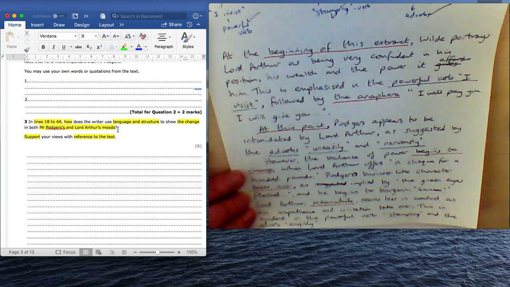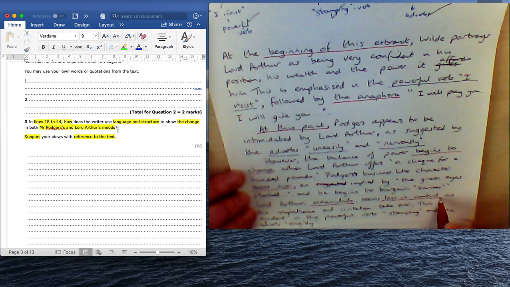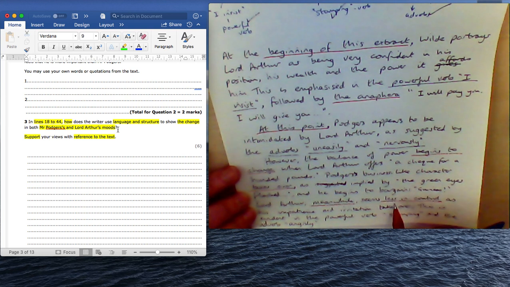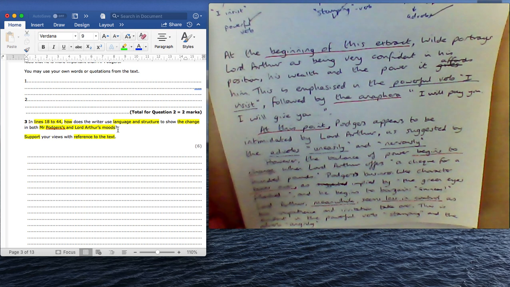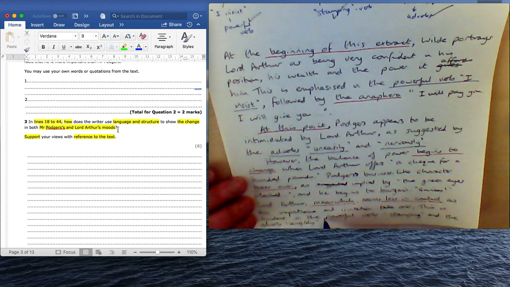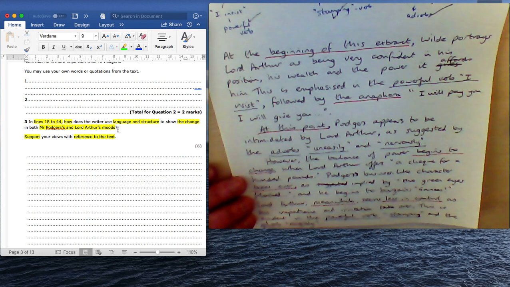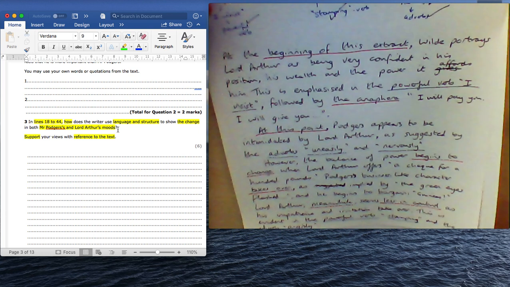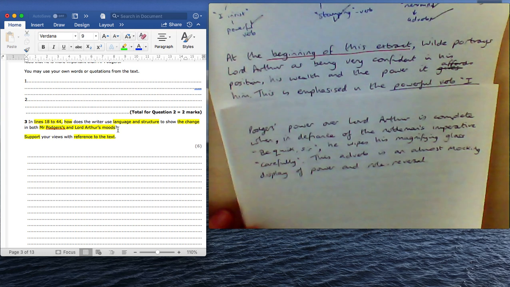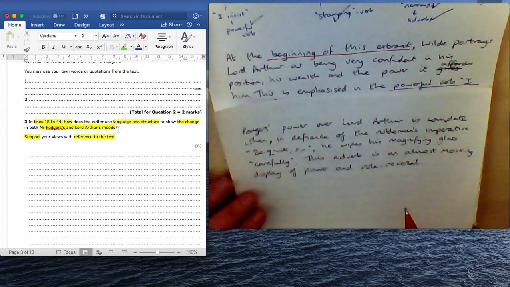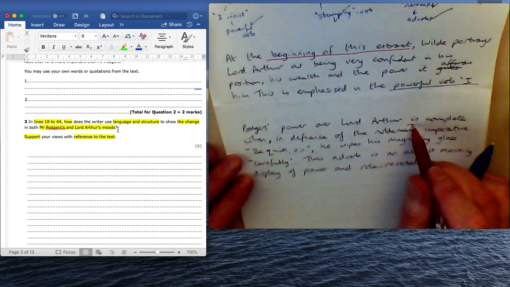So again, it is about what is going on at this point for Lord Arthur. So Lord Arthur, meanwhile, seems less in control. Now I'm saying that's a structural point because it shows how the mood is changing. And we say he's less in control as his impatience and irritation take over. This is evident in the powerful verb, so we've got a bit more language analysis. The powerful verb "stamping" and the adverb "angrily." There's a bit more of our language analysis. And then the final point, Podgers' power over Lord Arthur is complete.